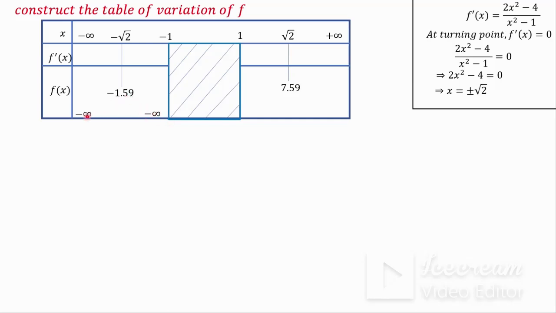Since we obtained this, we can conclude that if we take a value in between negative infinity and negative square root of 2, we observe that the sign of f prime of x in this interval, negative infinity to negative square root of 2, is positive, from which we conclude that our function is increasing in the interval negative infinity to negative square root of 2. We do the same thing, looking for a value in the interval between negative square root of 2 and negative 1.